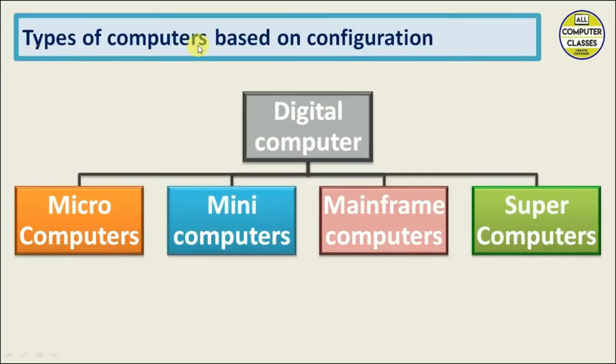Okay, so types of computers based on configuration, right? So these are the digital computer, analog computer, and hybrid computer. This digital computer is further categorized into 4 categories based on their configuration, right? So first is microcomputers, mini computers, mainframe computers, and supercomputers, right? So let's cover one by one.